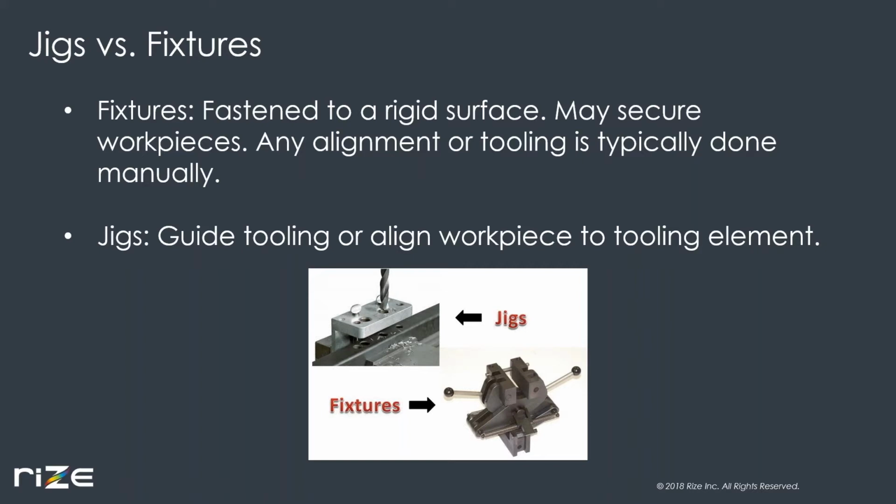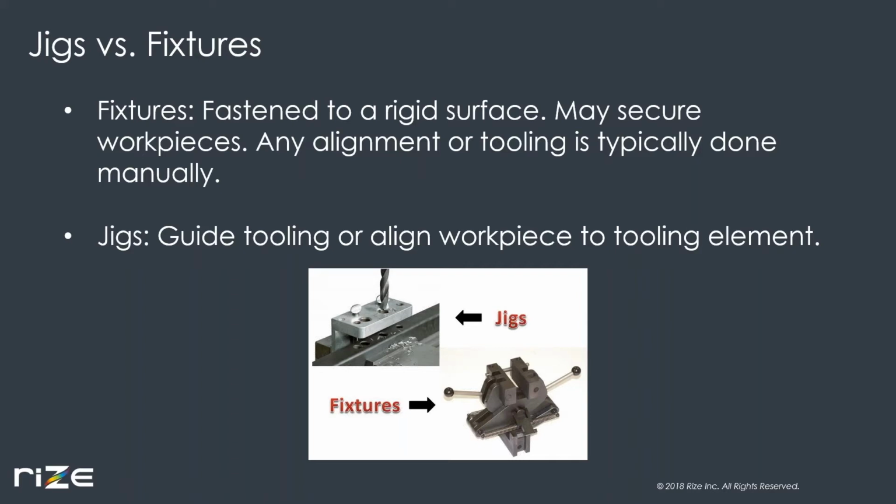A jig is also used to hold workpieces securely, but may not be fastened in place. Jigs are generally used to either guide tooling with respect to the workpiece or guide a workpiece with respect to the tooling element. Also, while fixtures are often designed to hold a variety of workpieces for a variety of processes, jigs are usually designed for use in one specific process on a single workpiece or a set of workpieces.